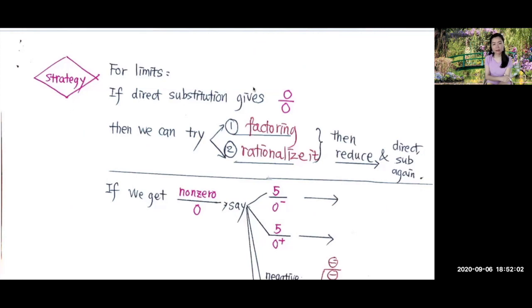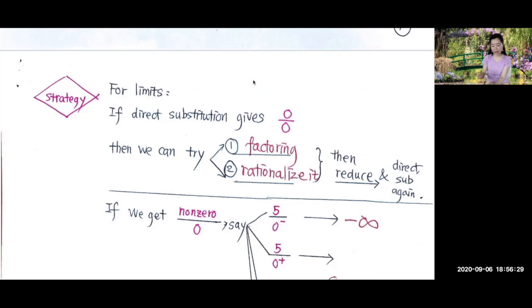So let's summarize what we have done in the examples that we went over in this lesson. For a limit, if direct substitution gives you 0 over 0, that is something we call an indeterminate form. We learned about two strategies today. One is to try to factor, and then you can reduce. Another strategy is to try to rationalize it, either the numerator or the denominator, and then reduce. And then later you do direct substitution again. So you can try factoring or you can try rationalizing.